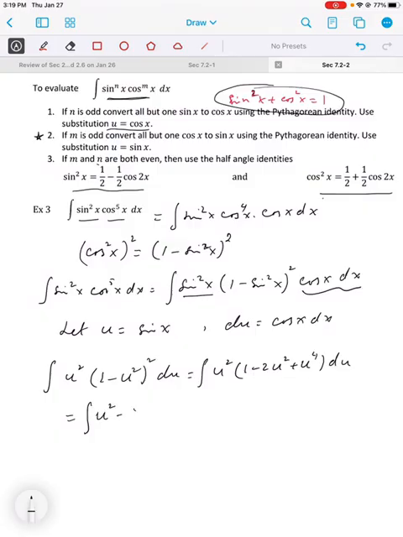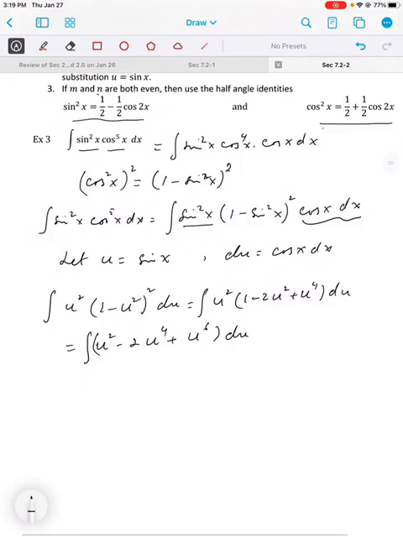Simple algebra can apply, and then integrate. Distribute. This is just algebra here. And now we find the antiderivative, which is 1 over 3 u cubed, minus 2 over 5 times u to the 5th, plus 1 over 7 u to the 7th, plus C.